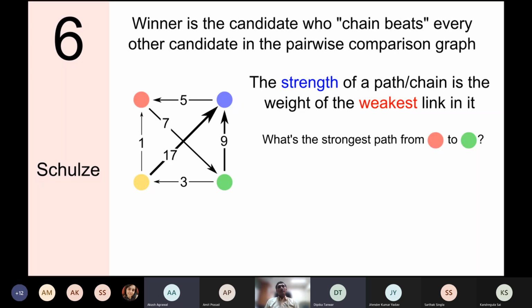It is basically directly from red to green. It has strength 7. Why is that? Because there are no other paths from red to green. Right. So let's look at what all paths there are from red to green.